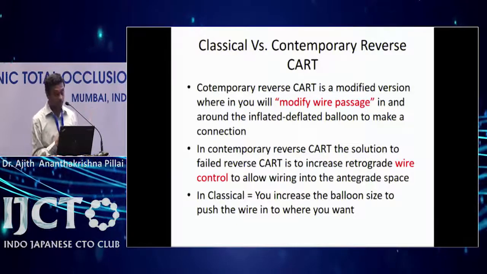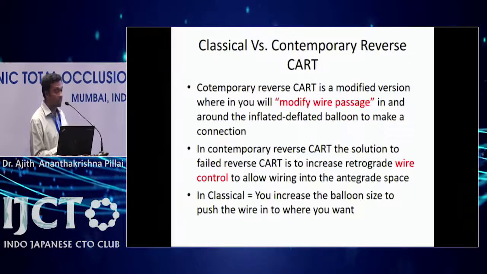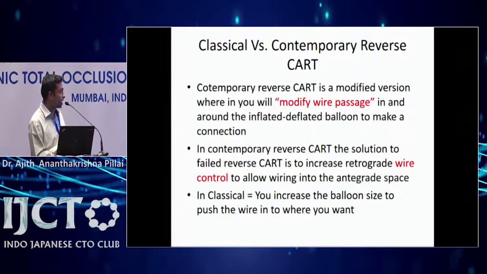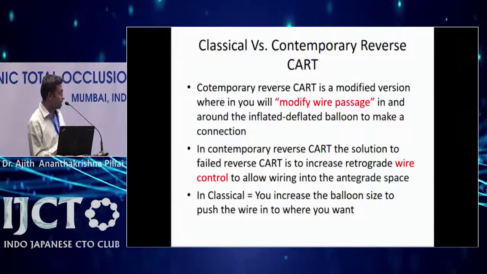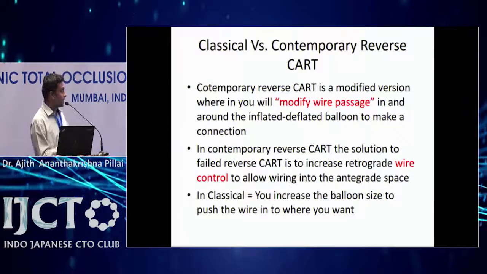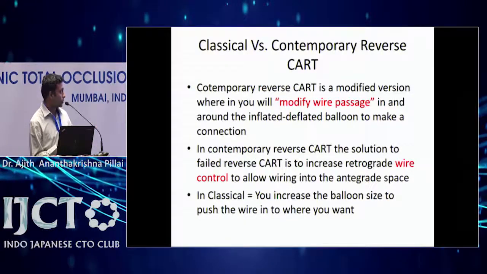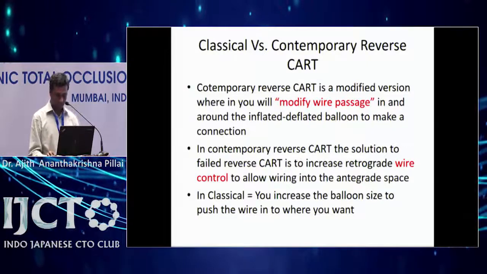In classical, you increase the balloon size. So 2 or 3 years back, we were all using classical reverse cut, in which you increase the balloon size. Suppose you take a 2.5, the antegrade-retrograde connection is not made, you increase to 3 and then you connect. But the problem with classical is you increase the antegrade space, more hematomas, more slow flow, more problems. So contemporary reverse cut is a much more controlled way of cutting.